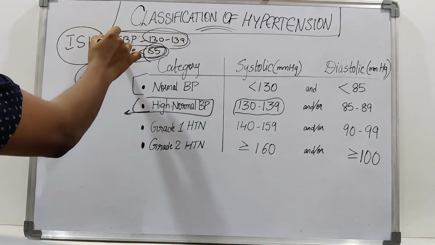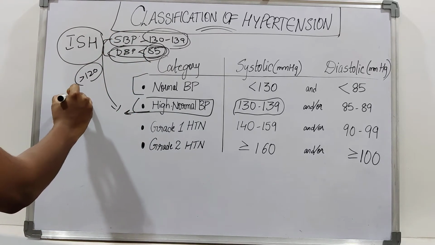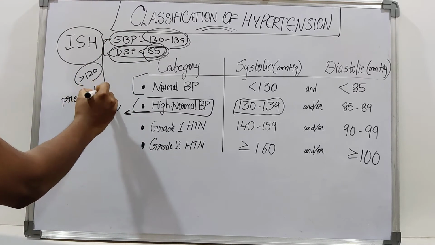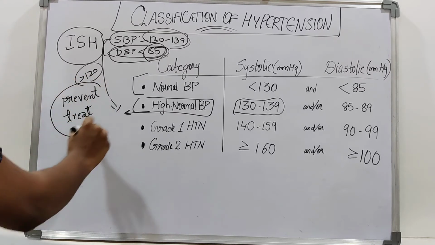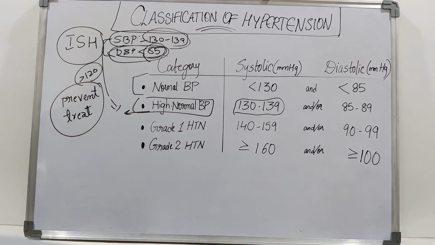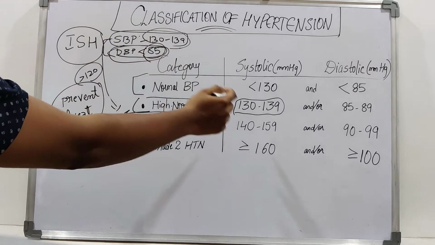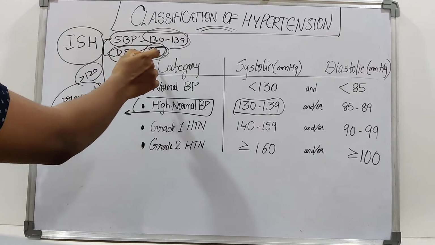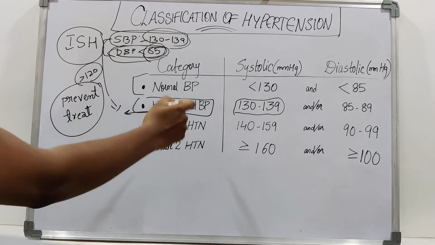Why we should take into account the higher value is to prevent complications at an early stage and to treat the patient more appropriately. We are taking such patients into higher categories. So if the patient has systolic blood pressure of 130 to 139 and diastolic blood pressure is less than 85, still the patient will be considered as high normal rather than normal.